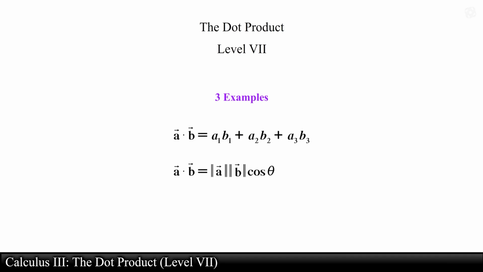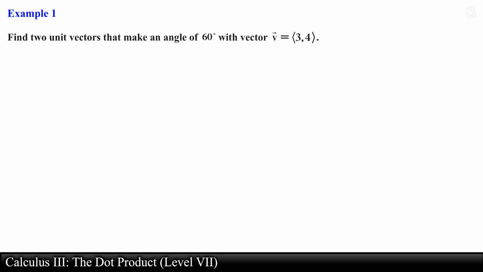The dot product, level 7. In this video, we will go over 3 challenging examples that require the use of the dot product. Let's start with the first example. Find 2 unit vectors that make an angle of 60 degrees with vector v.